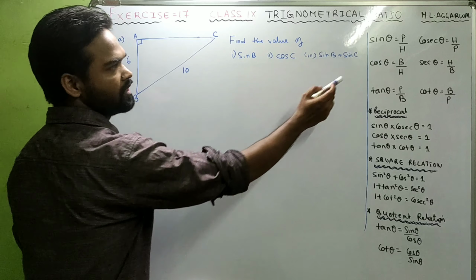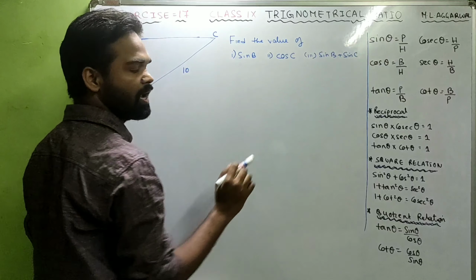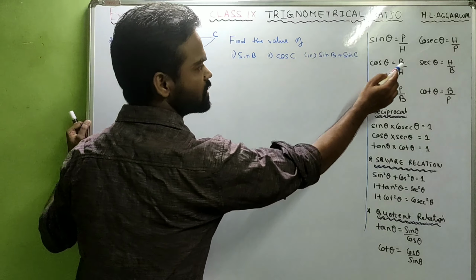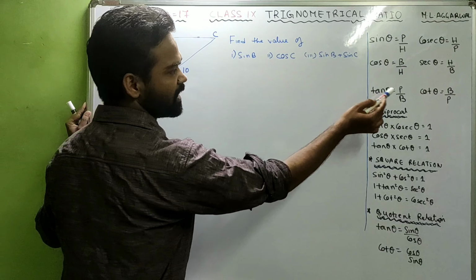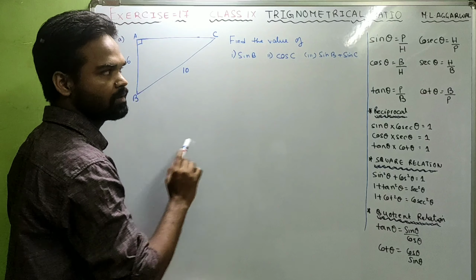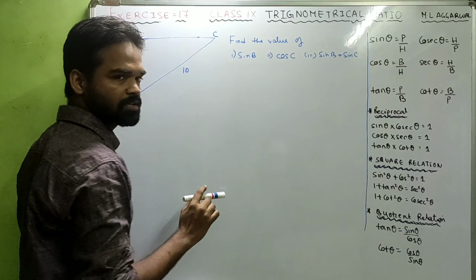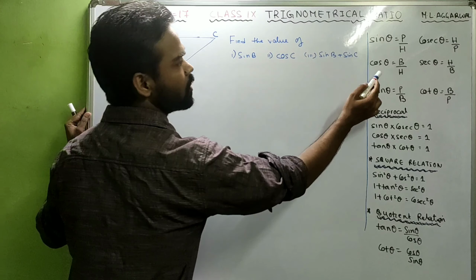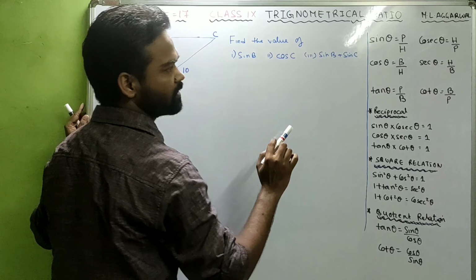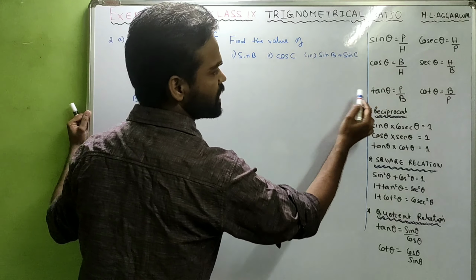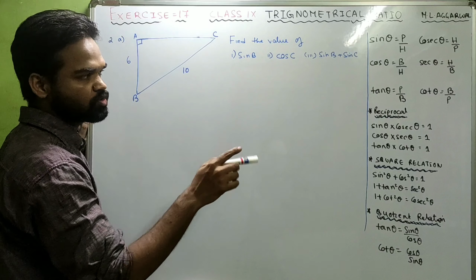Just a recap, sine theta is perpendicular by hypotenuse, cos theta is base by hypotenuse, tan theta is perpendicular by base. The reciprocal of sine is cosec, so cosec theta is h by p. The reciprocal of cos is sec, so sec theta is h by b. The reciprocal of tan theta is cot theta, which is b by p.